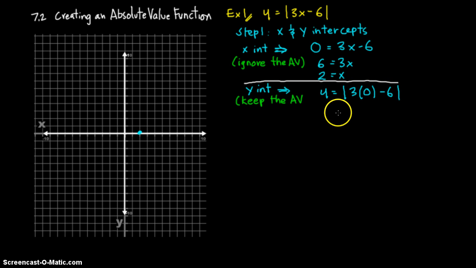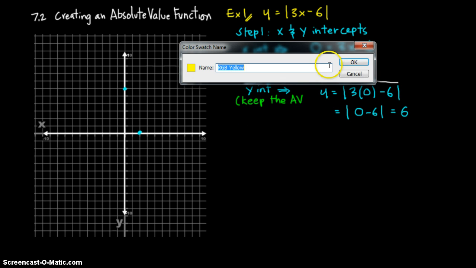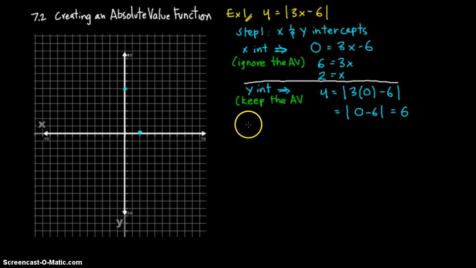Notice I've kept it. So now what do I get? It equals 3 times 0 is 0 minus 6. So the absolute value of negative 6 is what? 6. So I go, oh, that's odd. Okay, 1, 2, 3, 4, 5, 6. I got another point over there. Okay, so now I've got the 2 intercepts.